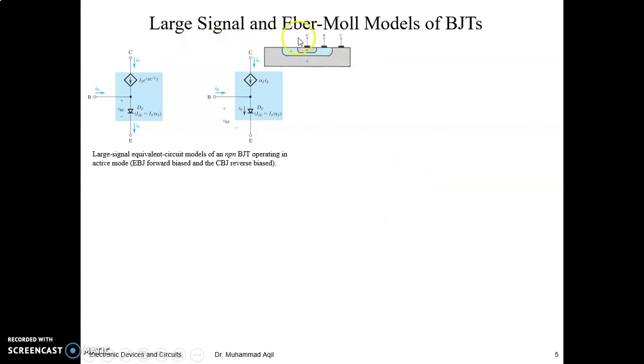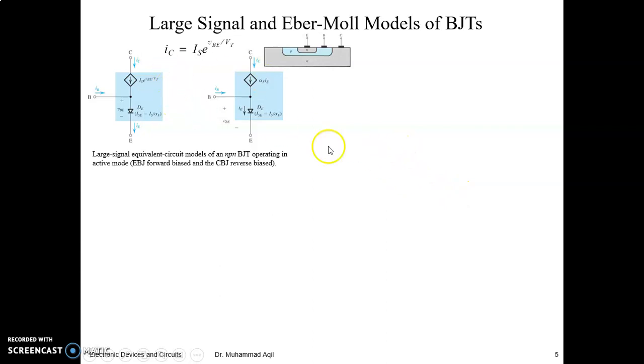Now comes the large signal and Ebers-Moll models of the BJT transistor. In the active mode, right? In the active mode, you make this base-emitter junction forward biased. It means it behaves as a forward biased diode, right? And the collector-base junction is reverse biased. In this way, the collector basically becomes a current source, whose current, the collector current, is actually controlled by the base to emitter voltage, right? So this is the collector current if you want to write it in the form of this or in the form of this. So these both things are equivalent, right?